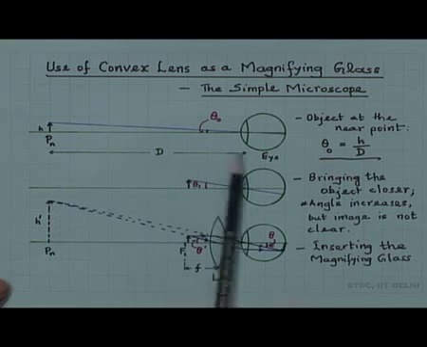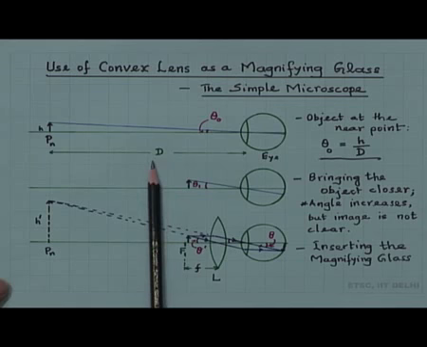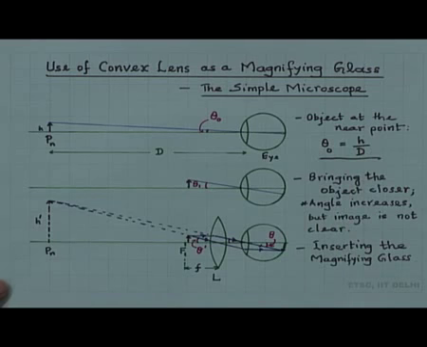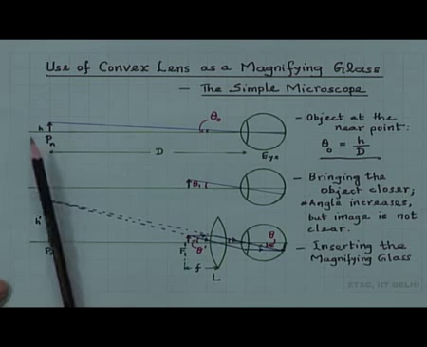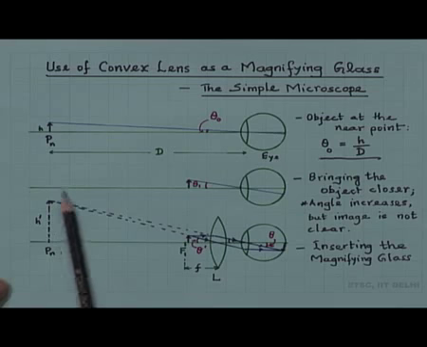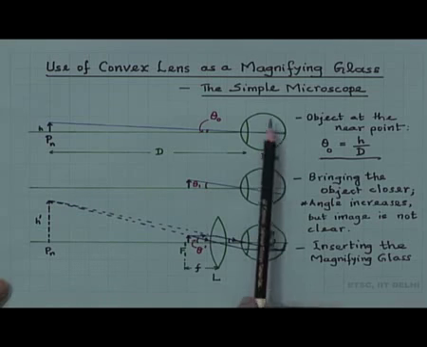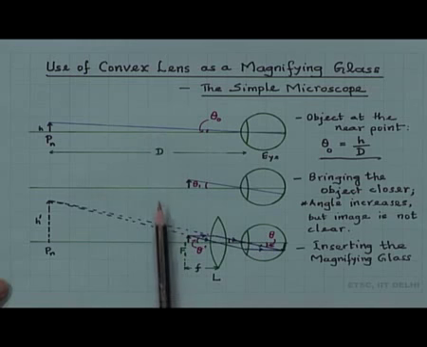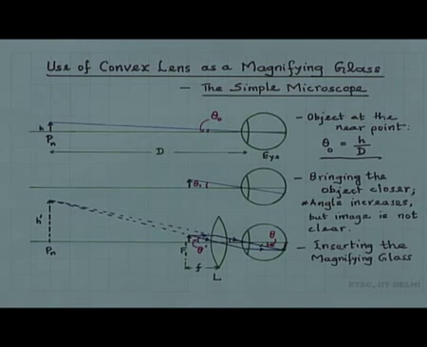D is the distance to the near point. As I mentioned, we normally take this as 25 centimeters, and the angle subtended theta 0 is h by d. H is the height of the object. If I bring the same object closer to the same eye, there are three figures here, figure 1, figure 2, figure 3. So, we can see them one by one.